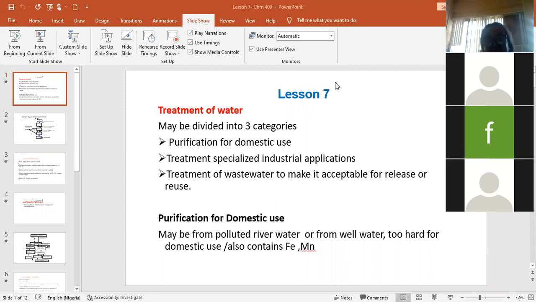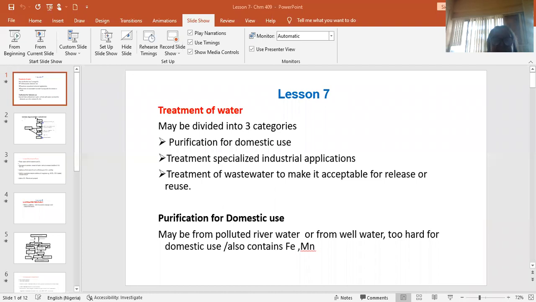And to a large extent, we can categorize this water treatment into 3. One is the purification for domestic use. In other words, how does the water from the waterworks, how is it purified? In other words, from the rivers, from the dams, how does it get into our homes? What exactly are the methods of purification? That's what we want to look at.